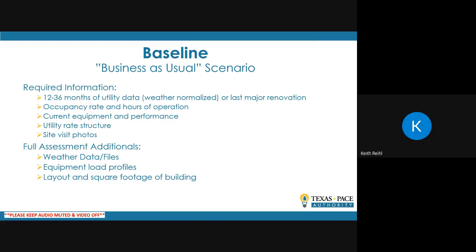You're going to look at your occupancy rate. You're going to look at how many people are there, the hours of operation. Look at the current equipment and the performance. You want to look at the utility rate structures. And you want to also look at doing a site visit with the baseline and pictures out there.